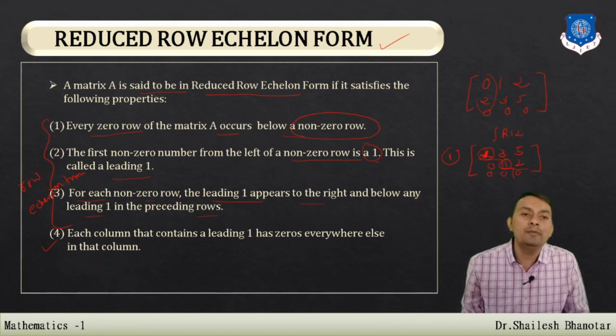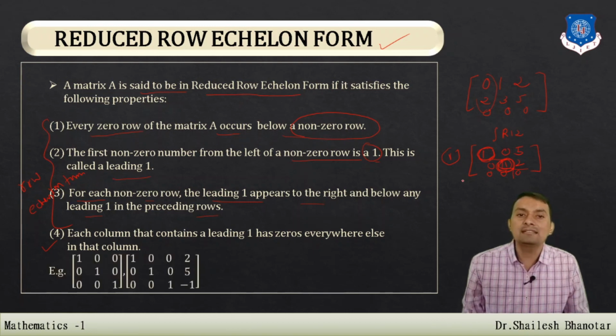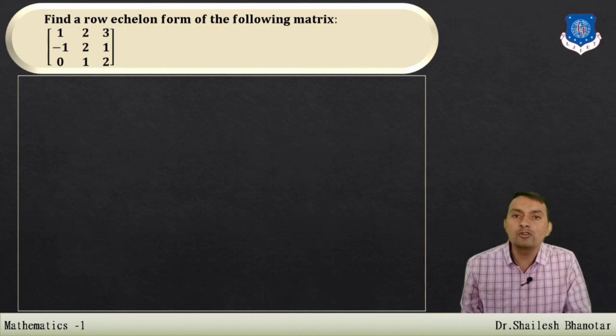After that, I have to make the entries above the leading one in each column 0. That means I have to make a 0 here, and now each row has a leading entry 1, with only 0 entries above and below it, and that is known as the reduced row equivalent form. So let us first understand the row equivalent form of a matrix, and then it will be clearer.